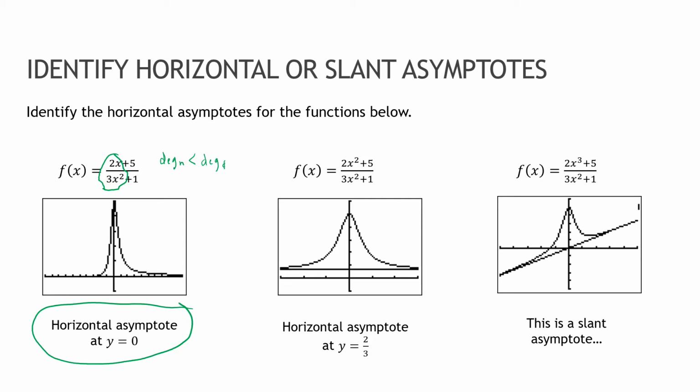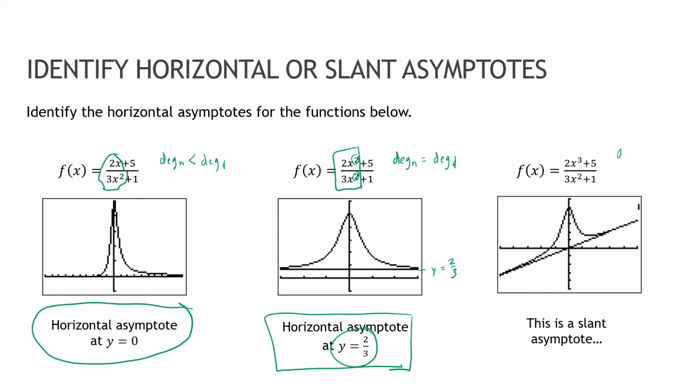When your degrees are the same, so this is a degree of 2, this is a degree of 2, so the degree of the numerator equals the degree of the denominator, then you're going to have a horizontal asymptote at, if I take those first 2 terms and reduce, that's where my horizontal asymptote is. So notice 2x squared over 3x squared reduces to 2/3. Y equals 2/3 is my asymptote, which means this line right here is y equals 2/3.